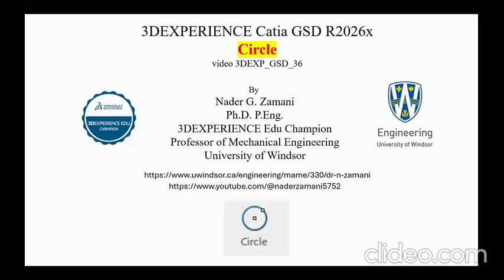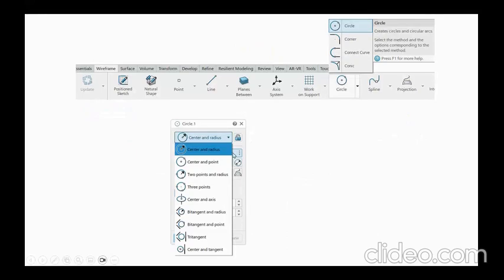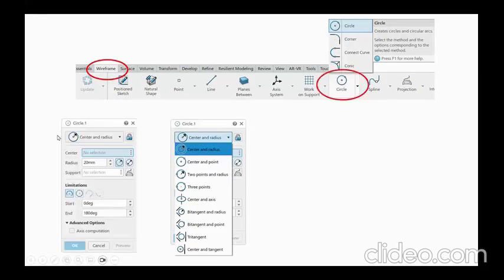Folks, this is video number 36 for the playlist that is devoted to 3D Experience CATIA about the generative shape design application. I'll be talking about the circle icon. When you're in generative shape design and you select the wireframe tab, you have the opportunity to make a circle. There is a pull-up menu, and one of the items is circle. And when you click on circle, this thing pops up.